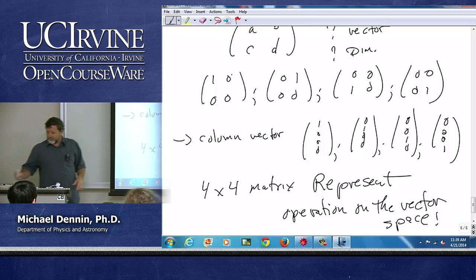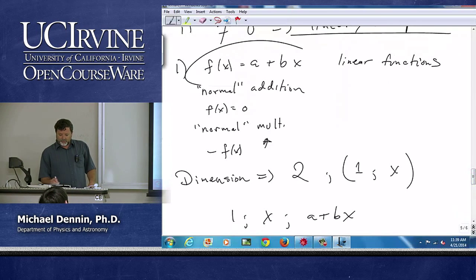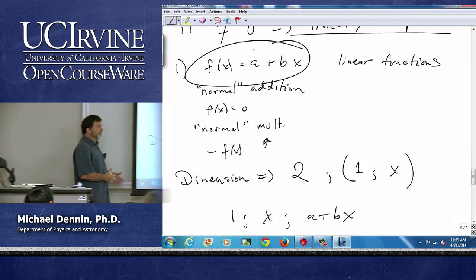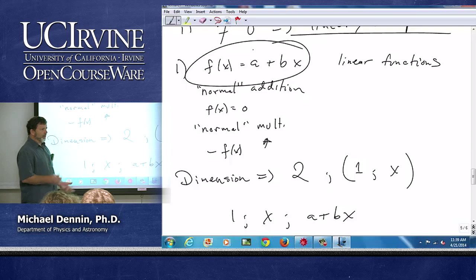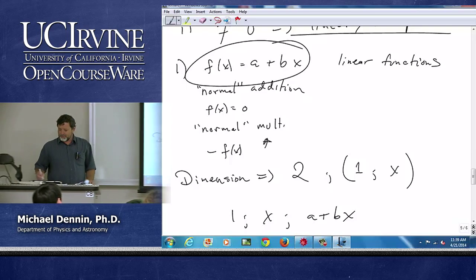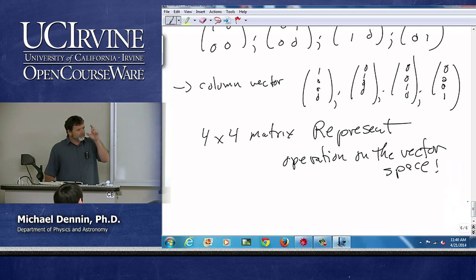So for my linear functions, if I was to make a linear transformation of my linear functions, what dimension would that matrix be? 2 by 2. So these two examples are, I think, very important for getting down what we mean by abstract vector spaces versus the representation of the abstract vector space.